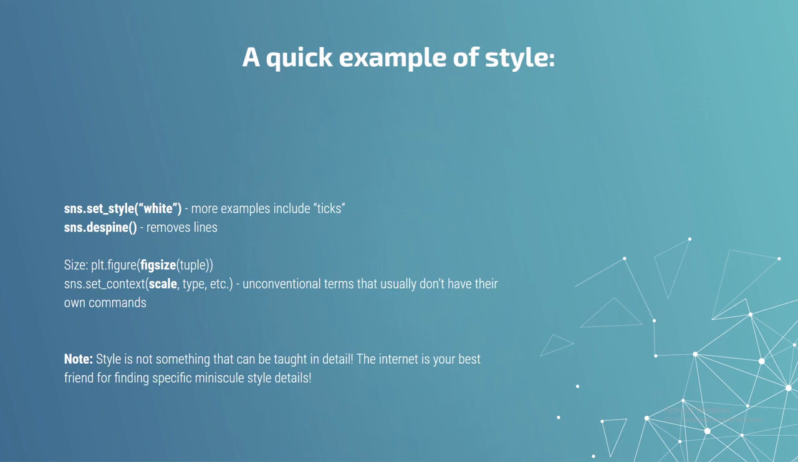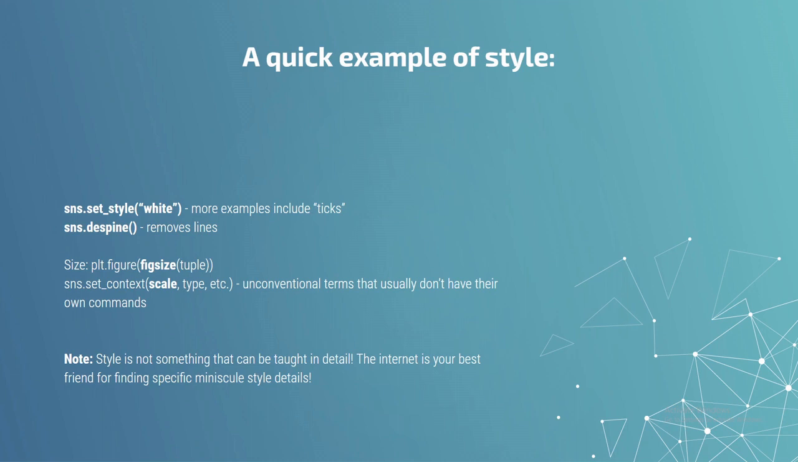Next, plt.figure figsize is used in matplotlib, but it's also quite important in Seaborn because you use plt.figure to create graphs. In this case, you can change the figsize to be whatever you want or whatever is necessary. Finally, sns.set_context is where you can change the scale, the type, unconventional terms that usually don't have their own commands.